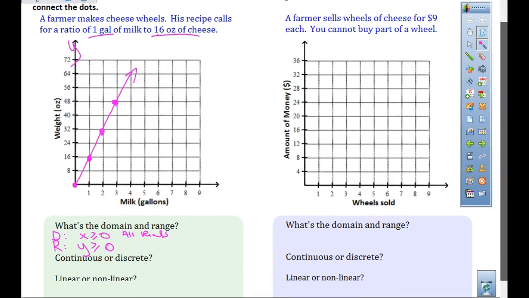Continuous or discrete? Continuous. And would you say linear or nonlinear? Linear. So continuous, linear. Okay.